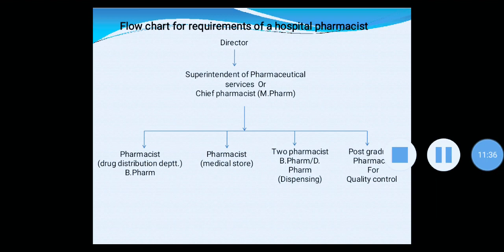Flow chart for the requirement of the hospital pharmacist. Director or superintendent of the pharmaceutical service, or chief pharmacist, that is an M-Pharm person. The different parts included under the chief pharmacist are: pharmacist for the drug distribution department, B-Pharm; pharmacist for the medical store, D-Pharm; pharmacists B-Pharm as well as D-Pharm for dispensing; and a postgraduate pharmacist for the quality control testing. That is the flow chart of the requirement of the hospital pharmacist.